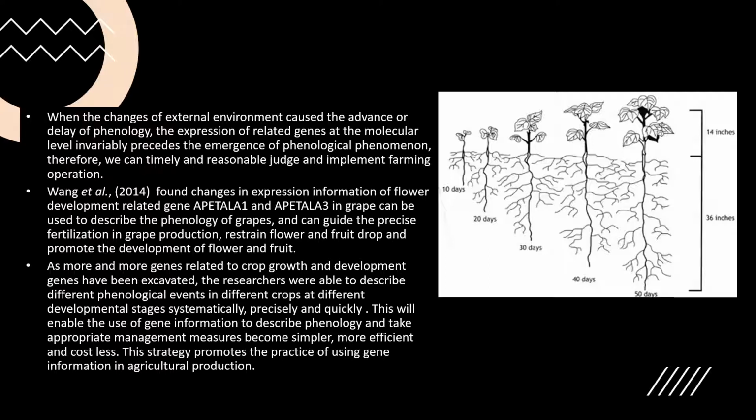As more and more genes related to crop growth and development have been excavated, researchers are able to describe different phenological events in different crops at different stages systematically, precisely, and quickly. This will enable the use of gene information to describe phenology and take appropriate management measures. This strategy promotes the practice of using gene information in agricultural production.